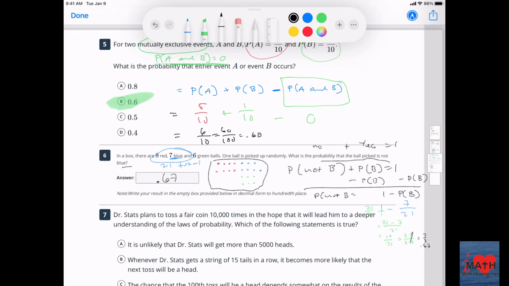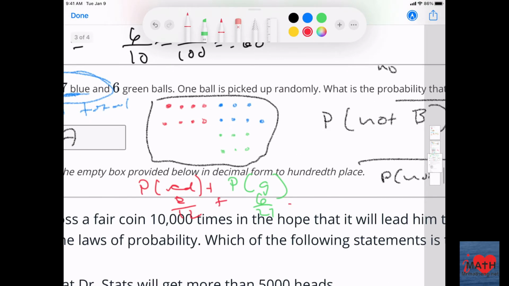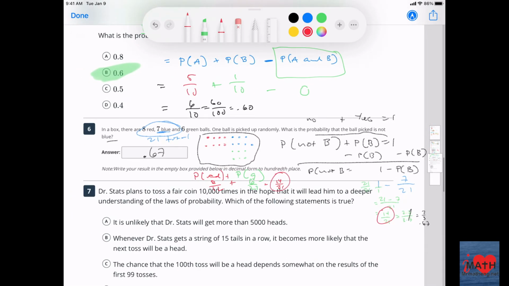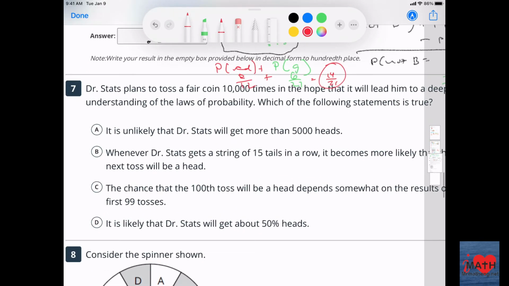Okay, another way of getting this answer is just saying, well, the probability of not blue is the probability of red plus the probability of green. And green would be 6 out of 21 plus the probability of red, which is 8. And if you get those, you'll get 14 out of 21, which is the same thing as we got down here. Okay?